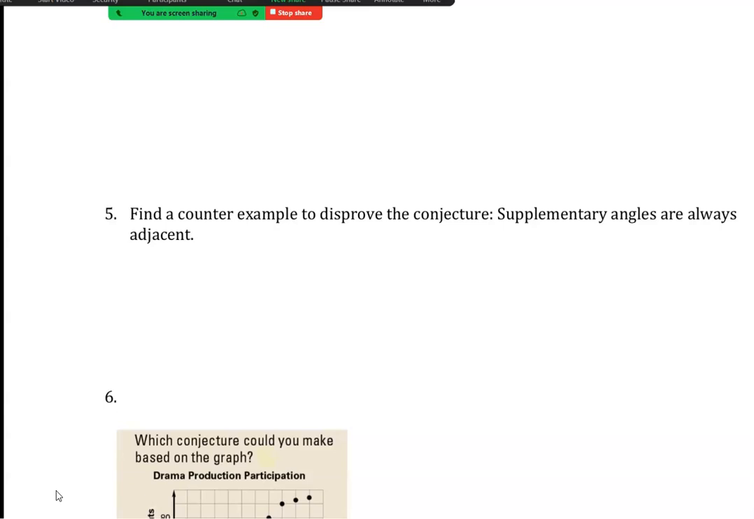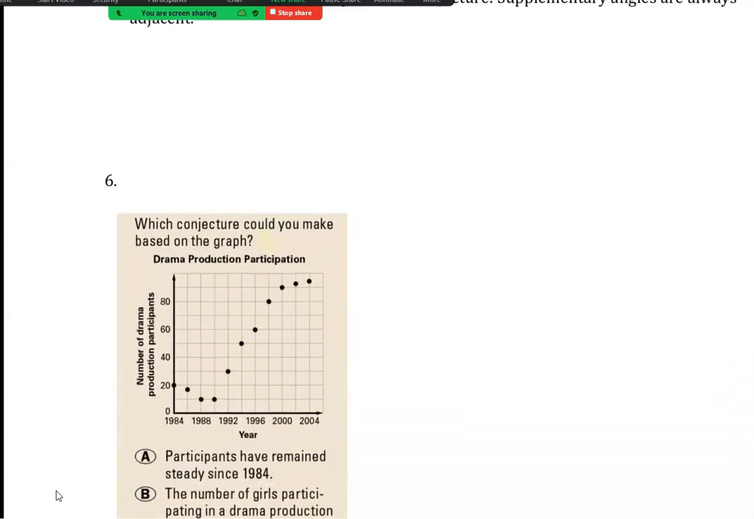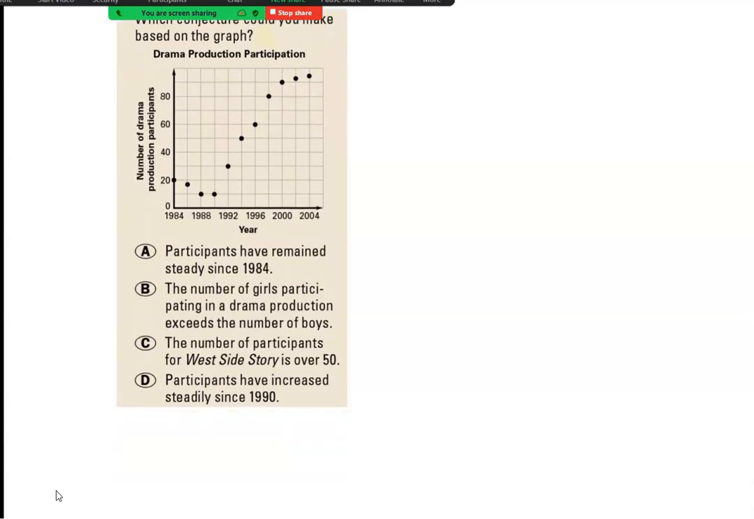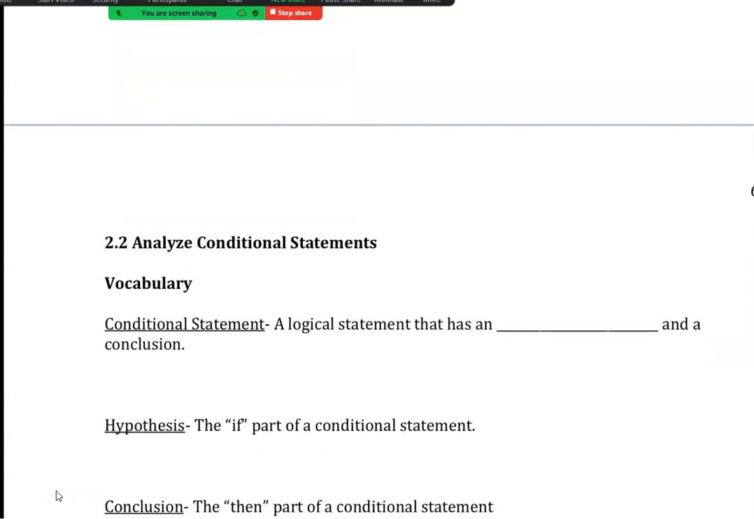Supplementary angles are always adjacent. Okay, so think about that from the last chapter. And which conjecture could you make based on the graph? Okay, read everything, look at the graph, and answer that.